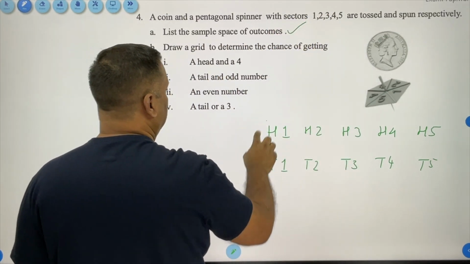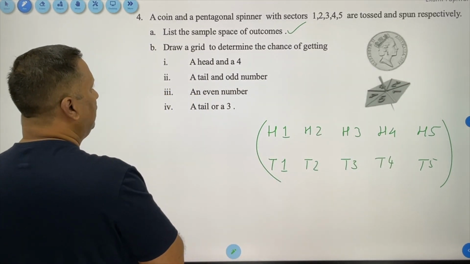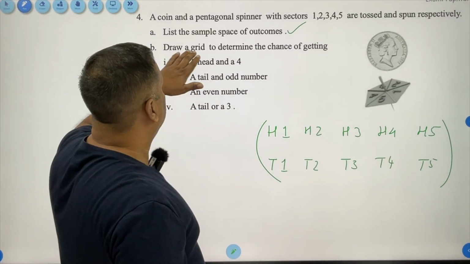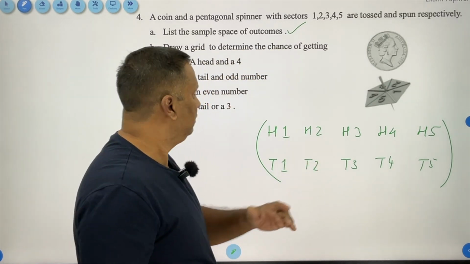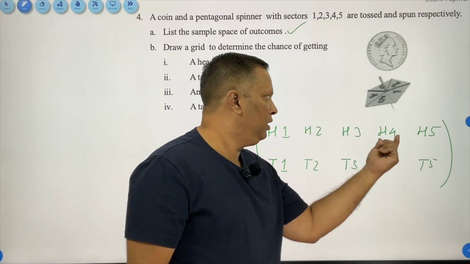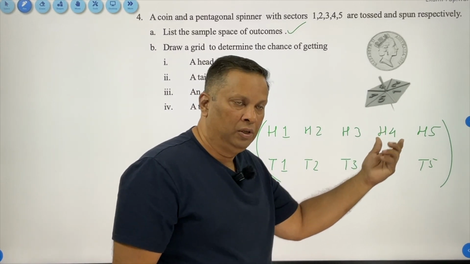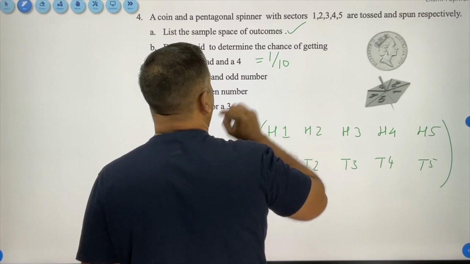Our first job is done. This is a sample space. All the possible options is called sample space. Now we have to draw a grid and determine the chance. Grid is already done. A head and a 4. Only one place you are having head and a 4. So 1 out of 10. So probability is 1 on 10.